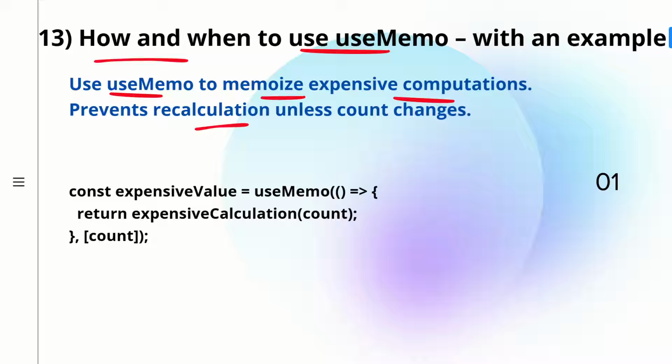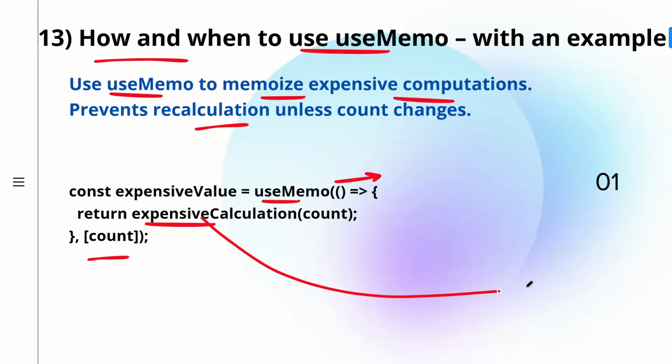Your application might become slow. So for that reason, we have to make use of the useMemo hook. The useMemo hook has a similar syntax to useEffect, where the first argument is your callback function, and then there is a dependency array: if there is any change in count, then only do the expensive calculation. So this is a function, okay?